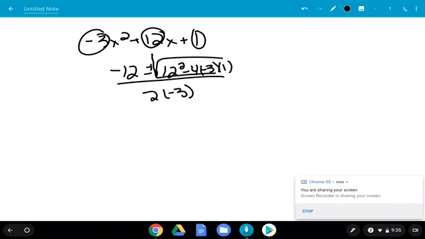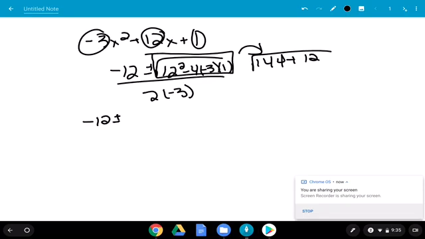Let's look at the square root more closely. You will find that 12 squared is 144, and negative 4 times negative 3 times 1 is positive 12. So then you are left with negative 12 plus or minus the square root of 156 all over negative 6. And then you will solve to find x.